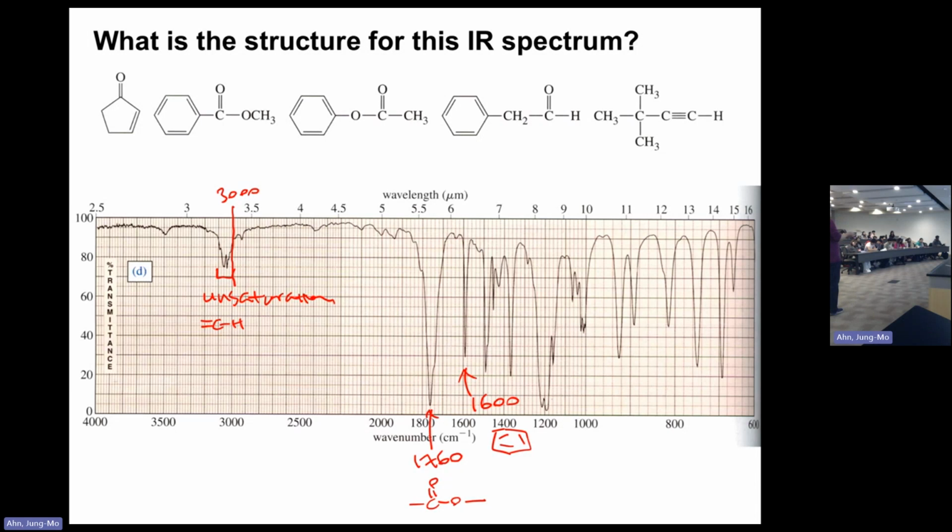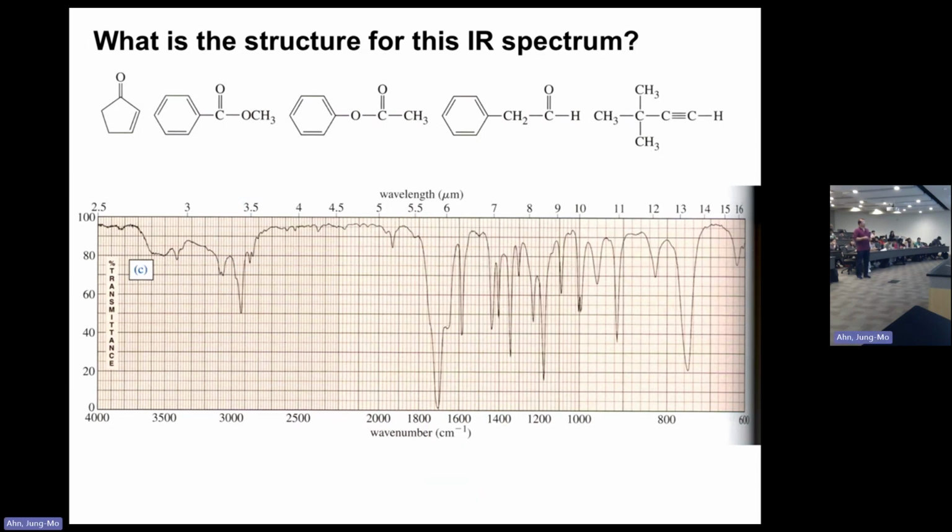This is not a conjugated ester. This is a conjugated ester. So a number as high as 1760 is pointing out that this ester is not conjugated at all. So this should be the choice, not that one. That makes the carbonyl go down because of the conjugation to benzene. Anyway, we're going to talk about that a little bit later because we have a spectrum for that.